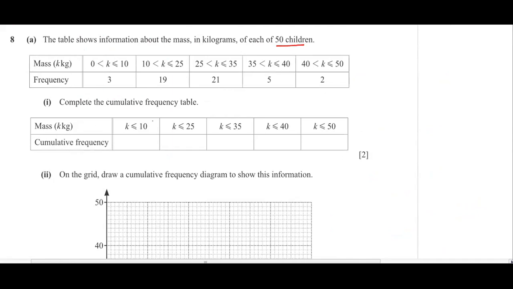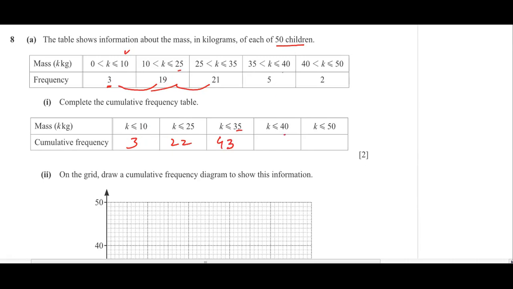For the cumulative frequency table, for example, the first one will give you less than or equal to 10. So that is 3, the same. Next one, less than or equal to 25, means you will add them: 19 plus 3 will be 22. Then less than or equal to 35, you have to add all these. So 21 plus 19 plus 3 will make 43.